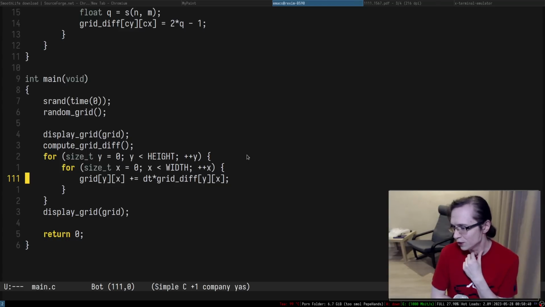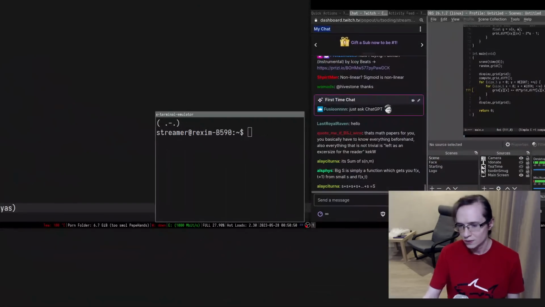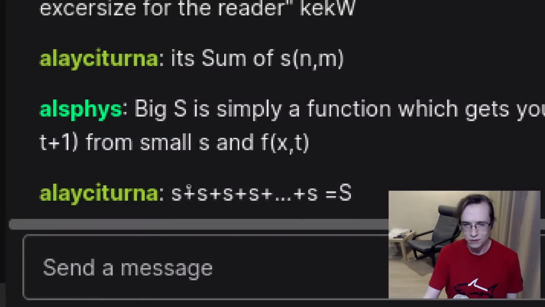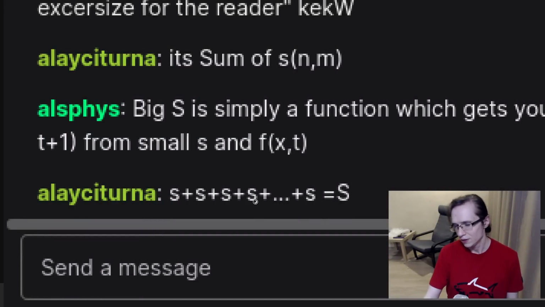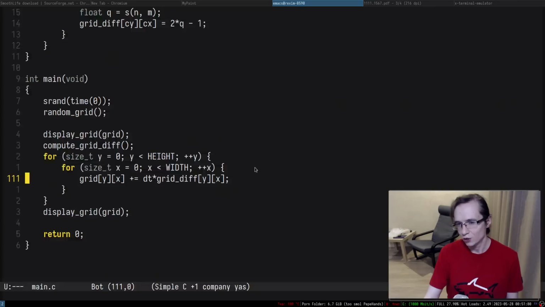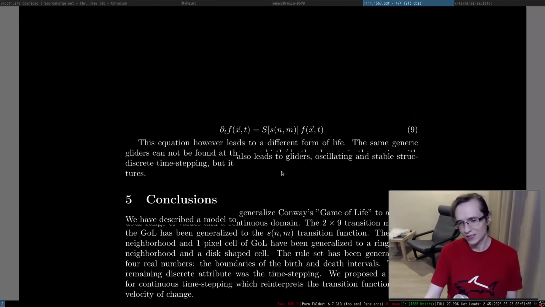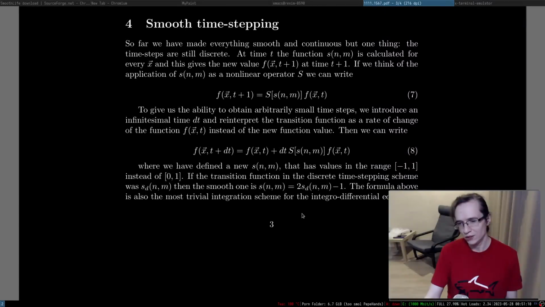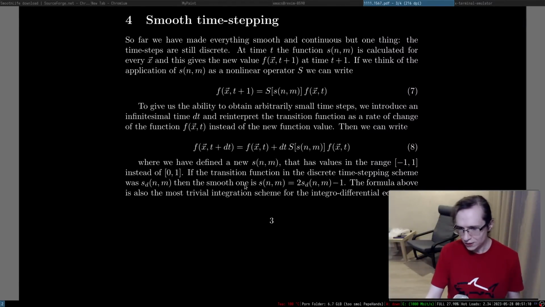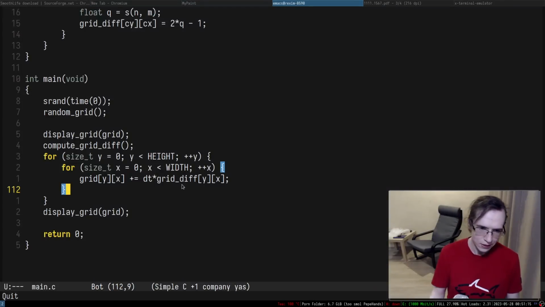Big S is simply a function which gets you from x to a small s and f of x. Okay. Oh, okay. This one makes more sense. This one kind of makes sense actually. The sum of smaller s's. So if s is something small, but then I don't know, man. It's weird and confusing. So I'm going to just assume that you can basically multiply it by that, like so, and this can be fine.